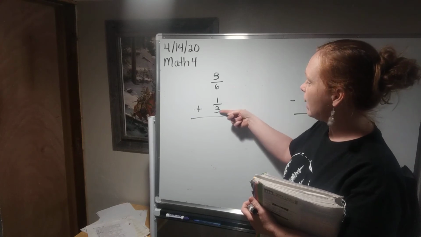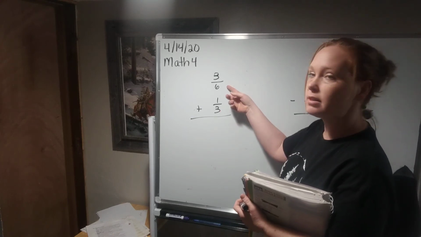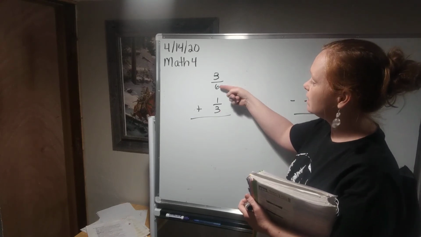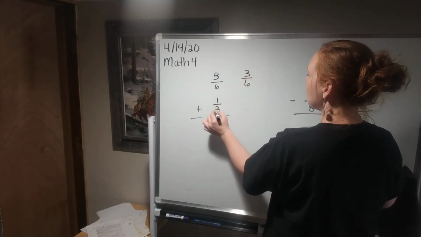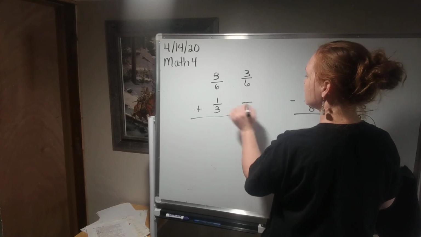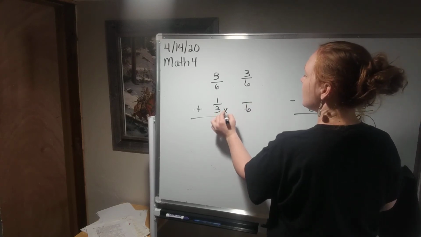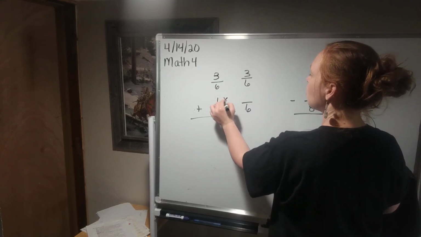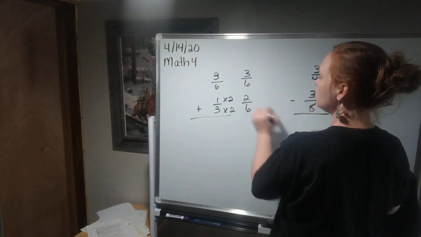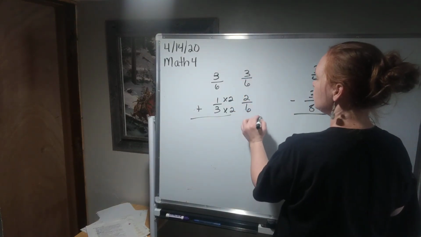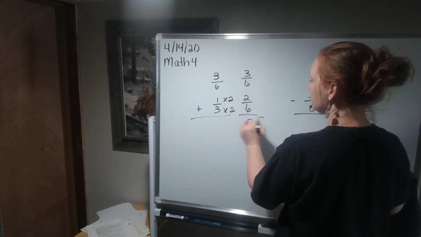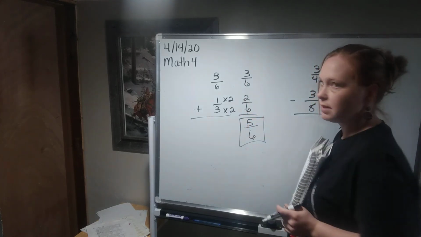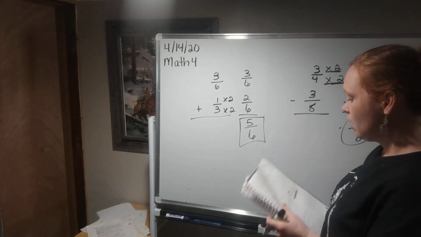Okay, so we have been moving this one over and changing this one, but in this case, the 6 is the bigger denominator, so we want to move it over, and we want to change this one to a 6. Okay, 3 times 2 is 6, so 1 times 2 is 2. Okay, 3 plus 2 is 5. Keep the common denominator of 6. 5/6. Okay, all right.